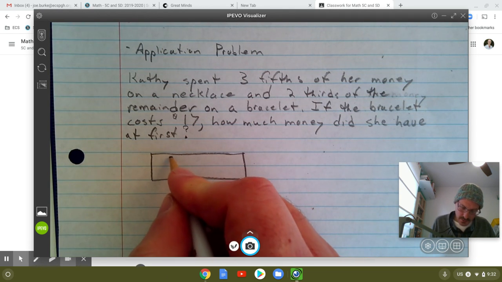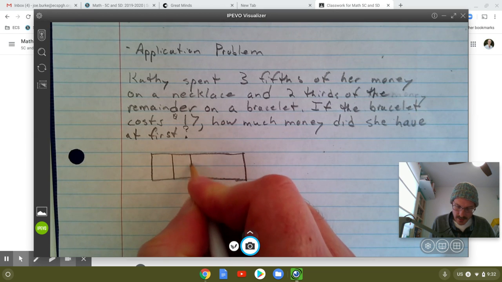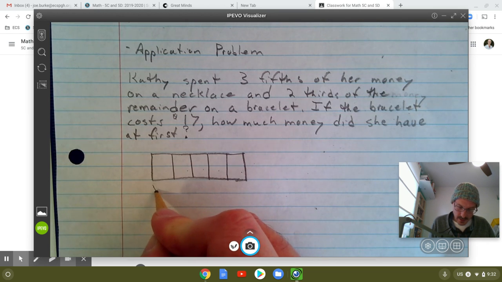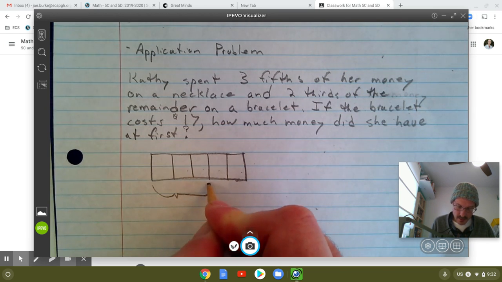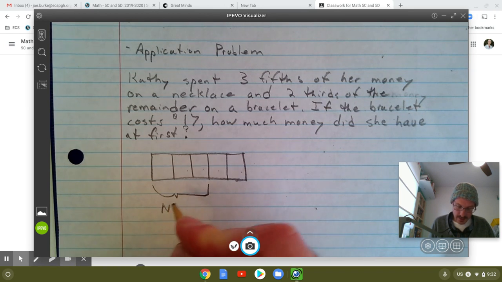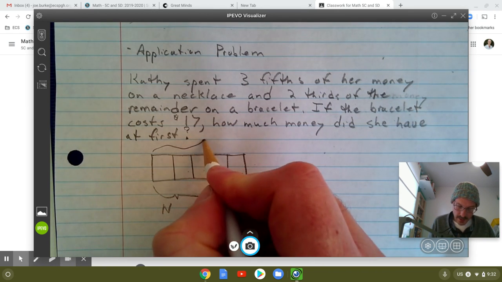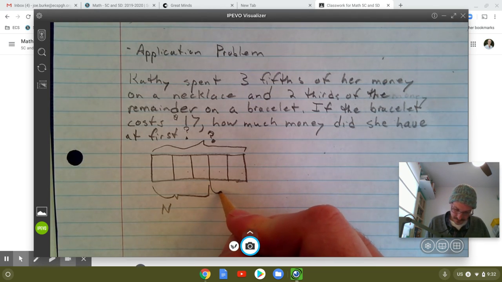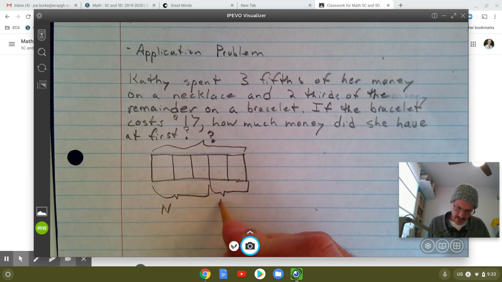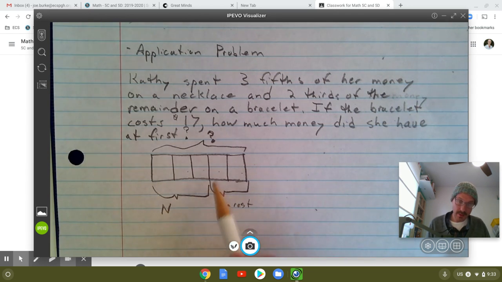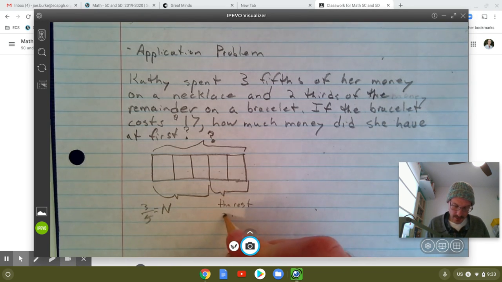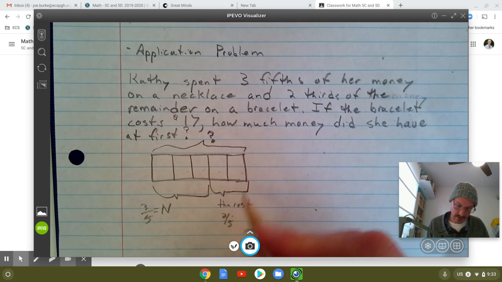And so 3/5, I'm going to divide this into fifths. That's 4 lines. 1, 2, 3, 4, 5. Okay. And 3/5 was on a necklace. And we want to know how much she spent in total. Okay, that was my clue for you yesterday. So we know that this is the rest. The necklace is 3/5. The rest is 2/5 of how much she spent. So we need to figure out how much she spent here.